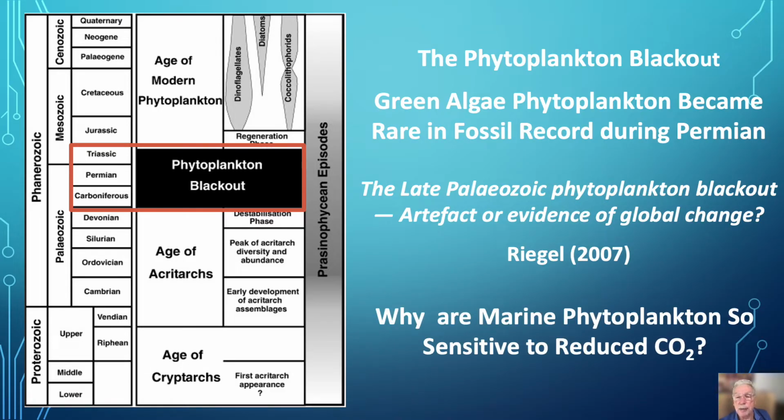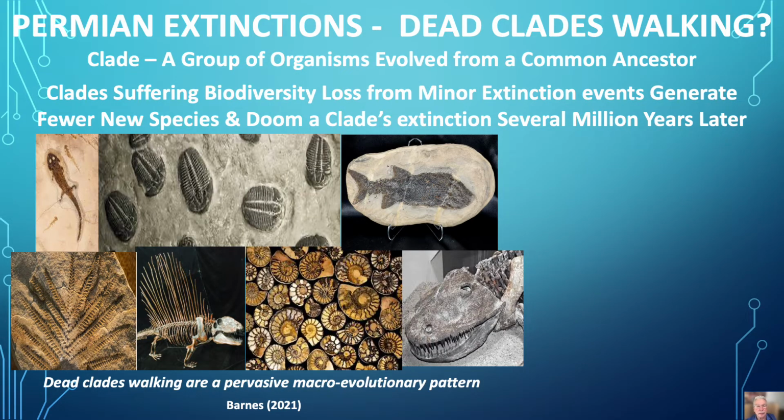So why the Permian blackout? Well, biased by the last mass extinction event at the end of the Cretaceous, when the Earth was struck by an asteroid, researchers often search for a single devastating event, like an asteroid or a massive volcanic eruption, to explain what happened during that end Permian.